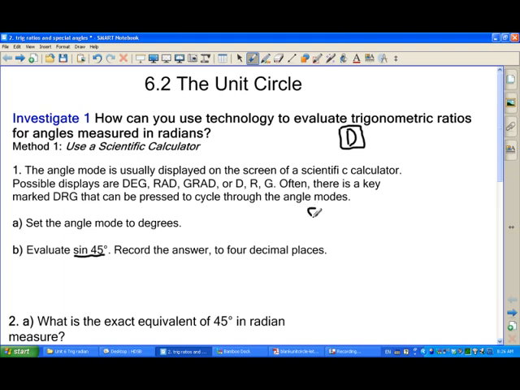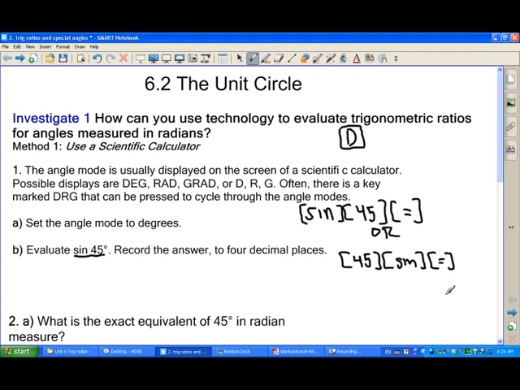You type in on your calculator either the sine button and then 45 and then hit equals, and you'll get your answer. Or, depending on your calculator, you'll type in 45 and then the sine button and then equals to get your answer. What we want to figure out is how to work with a radian measure of an angle on your scientific calculator.